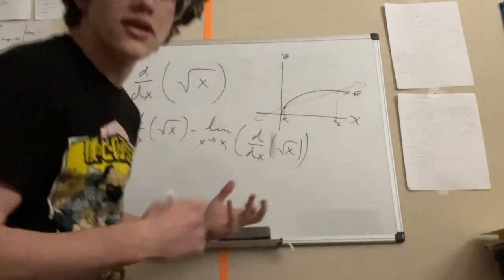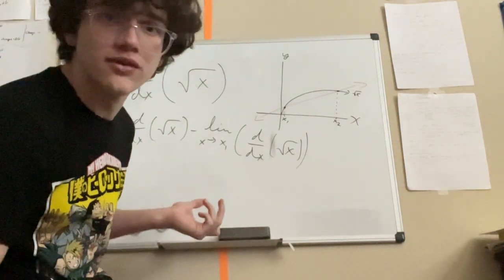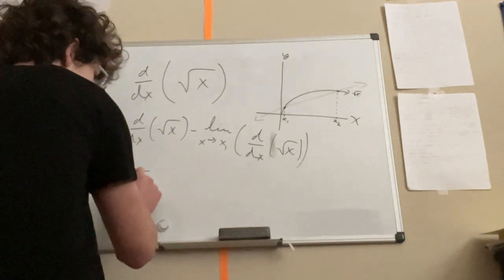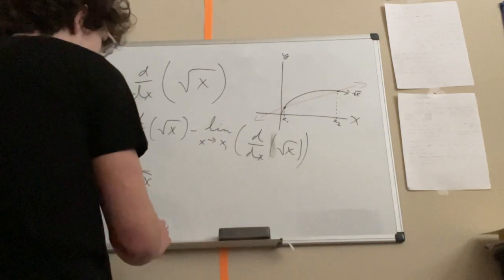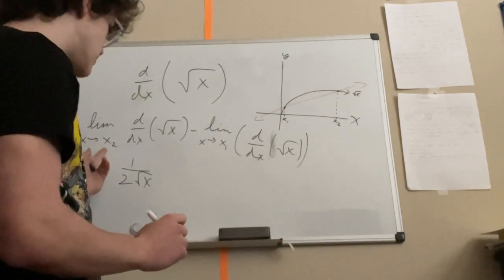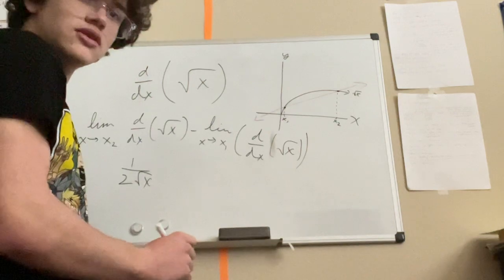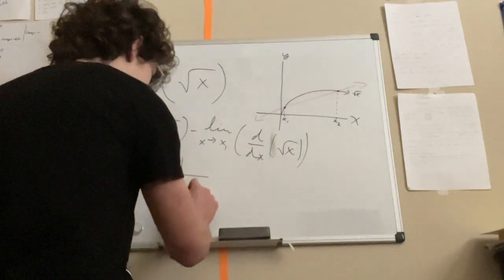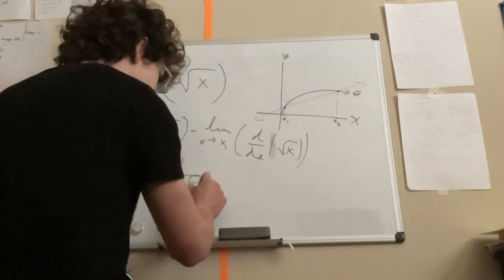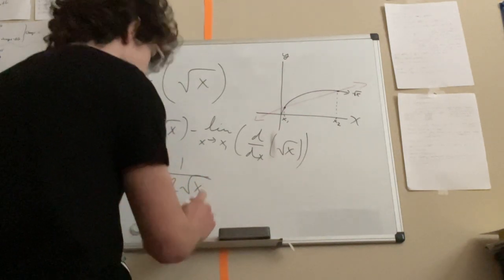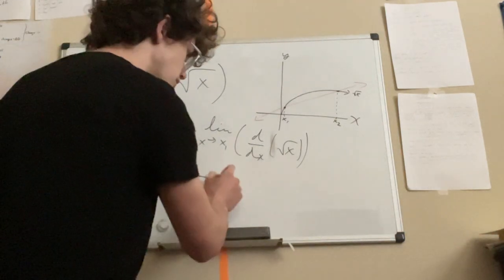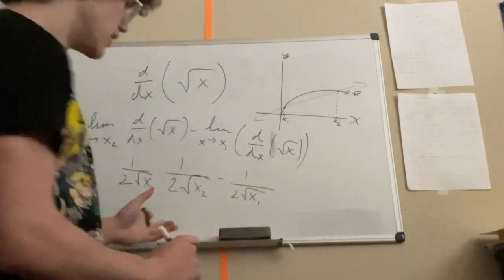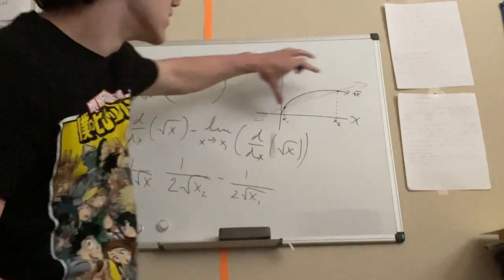So, the steps for finding the derivative of the square root of x are trivial. It's just 1 over 2 square root of x. And then let's just plug x2 into that. Okay. And then we have 1 over 2 times the square root of x2. And then we can do the same for this, and then we'll get 1 over 2 square root of x subscript 1. And then that's whatever the slope of this secant line is.